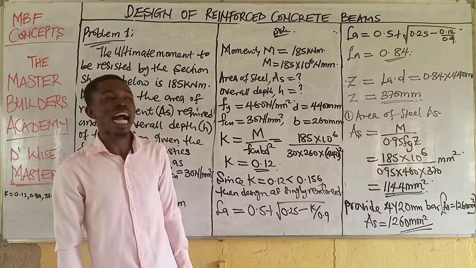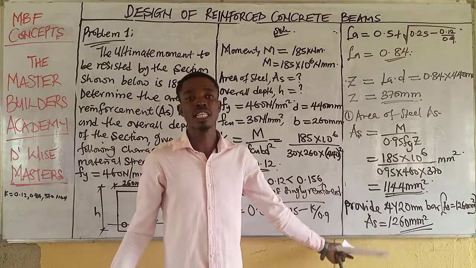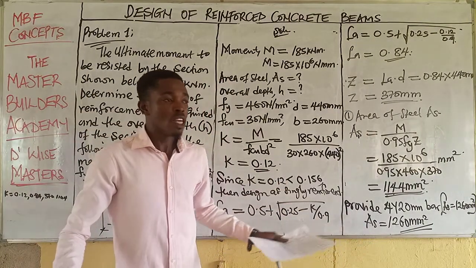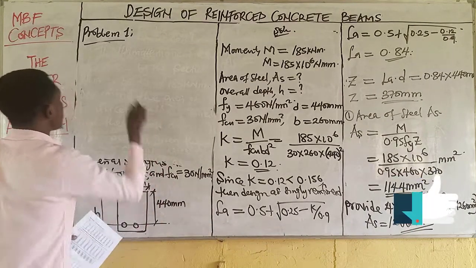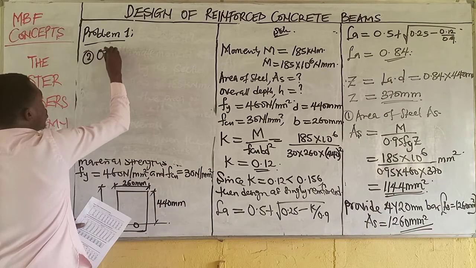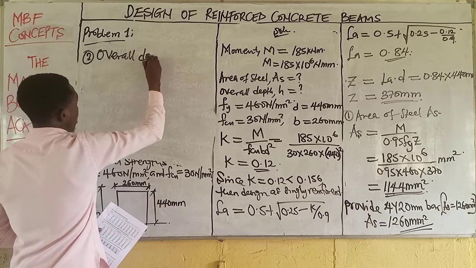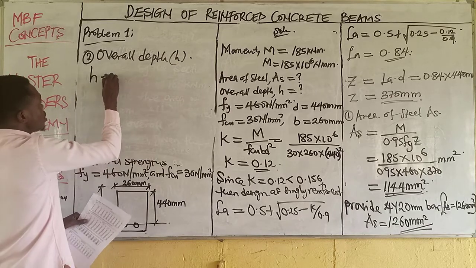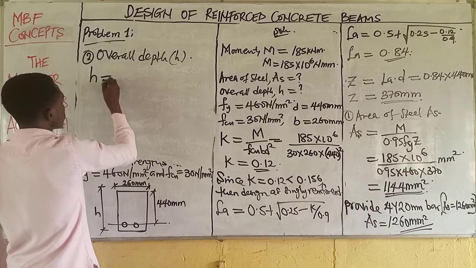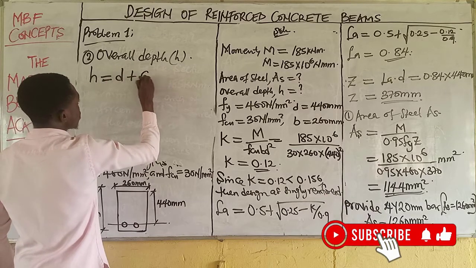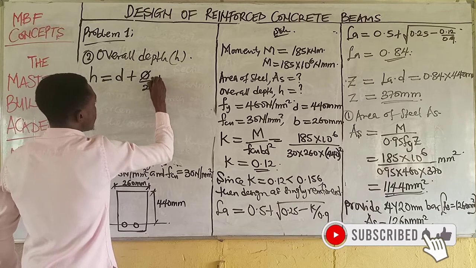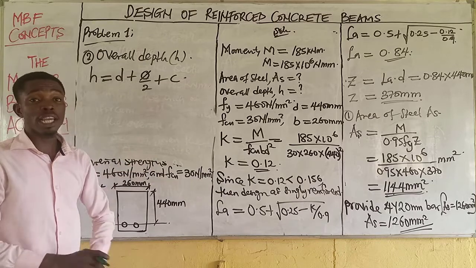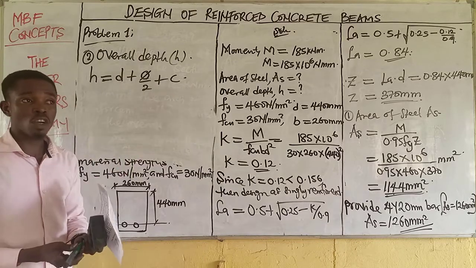Now for question number 2, we are asked to find the overall depth, and this will be easy for us to obtain. I gave us the relationship between effective depth and the overall depth. So now let's look at that. Question number 2, Roman figure 2, overall depth H. I was saying earlier that overall depth is equal to D plus phi over 2 plus C, where D is the effective depth, phi is the bar size, and C is the concrete cover.